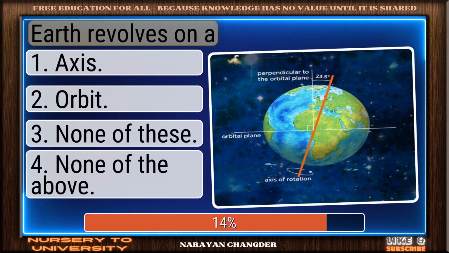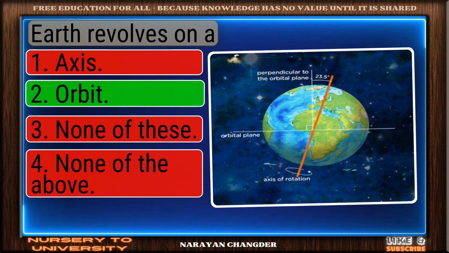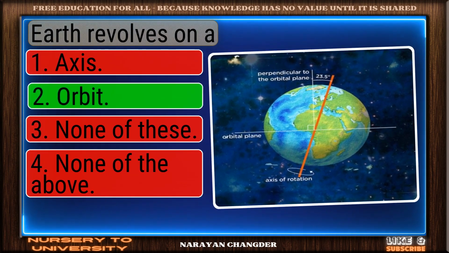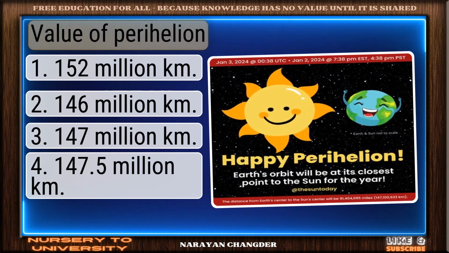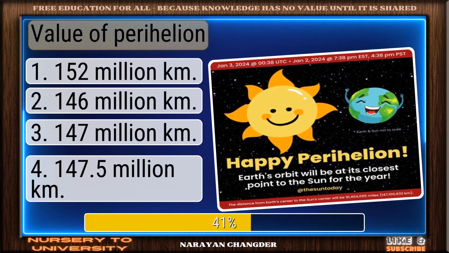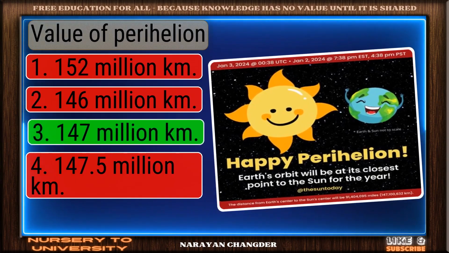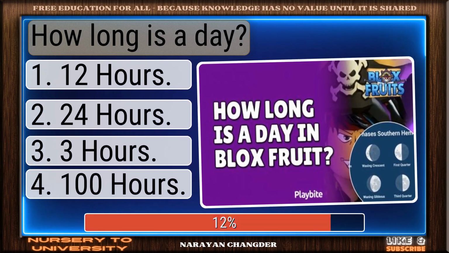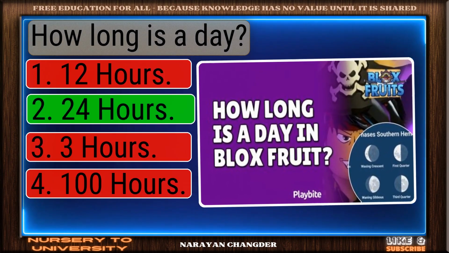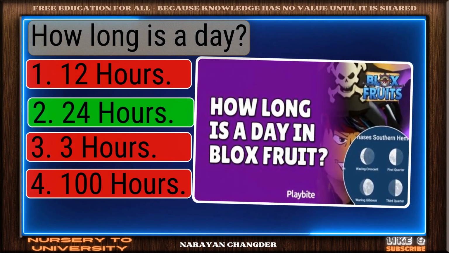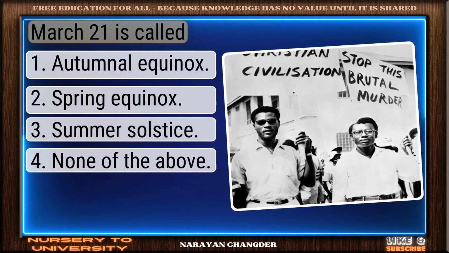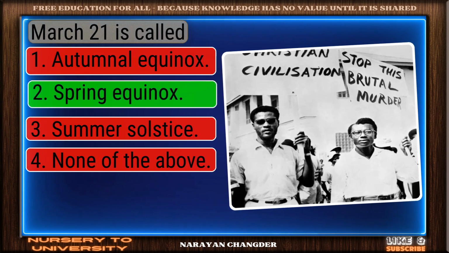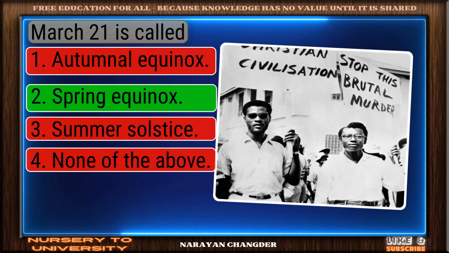Earth revolves on a. Clear logic. Your choice orbit is sound and 100% true. Value of perihelion. 147 million kilometres is the answer. How long is a day? Well picked. 24 hours is the correct answer. March 21 is called. Smart move. Spring equinox is an accurate answer.